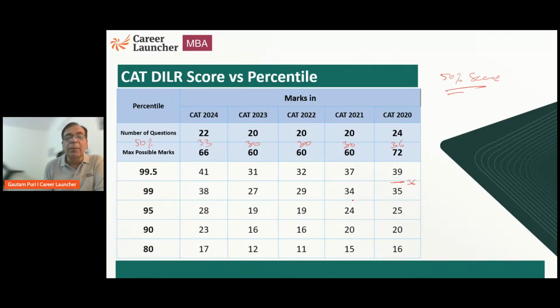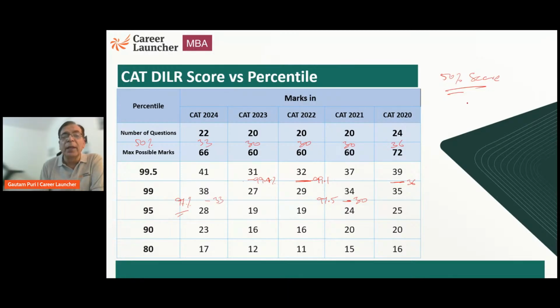In CAT 21, 30 marks would mean you were about 97.5 percentile. As far as CAT 22 is concerned, 30 marks would have got you again just about 99.1 odd. CAT 23, 50%, which is 30 marks, would have got you something like a 99.4 percentile. And if you look at last year's paper, the easiest paper so far, 33 marks, which is 50% of the paper, would have got you something like about a 97 to 97.5 percentile.